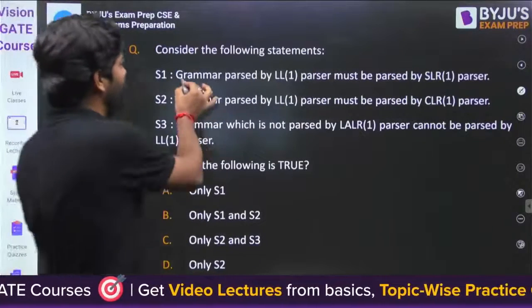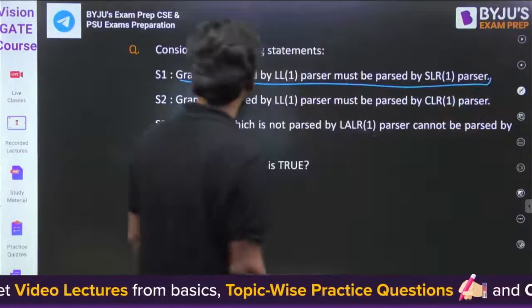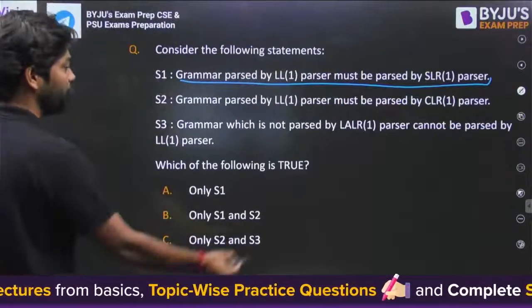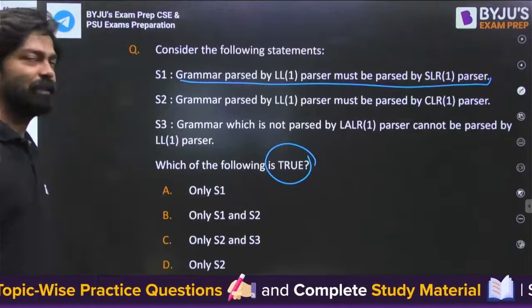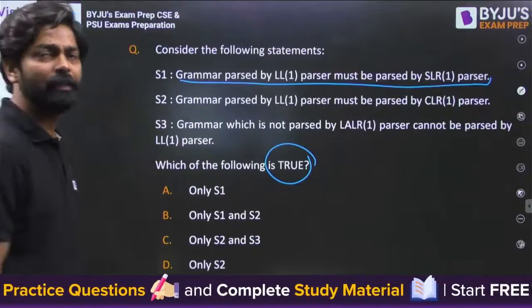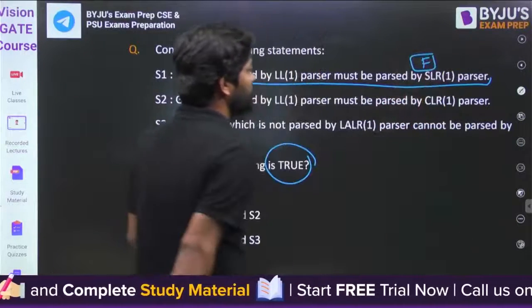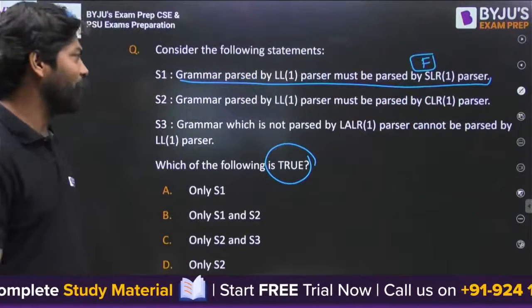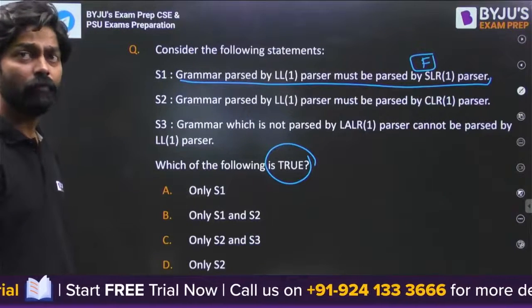Now tell me about this one. See, grammar parsed by LL1 parser must be parsed by SLR1 parser. They are asking which of the following statements is true. Means grammar parsed by LL1 parser must be parsed by SLR1 parser? No, need not be. This is false, my dear friend. If you see the diagram also, definitely it is false.